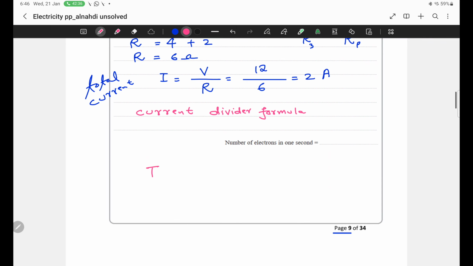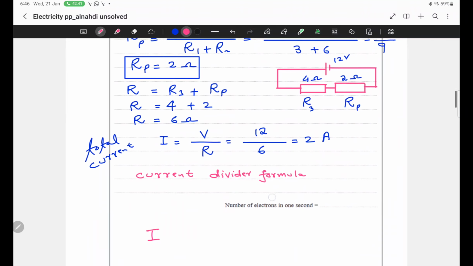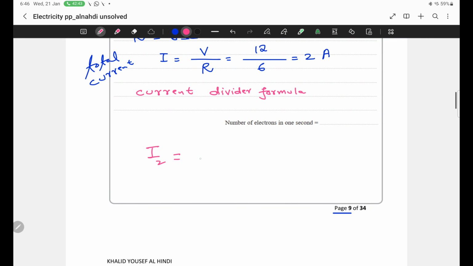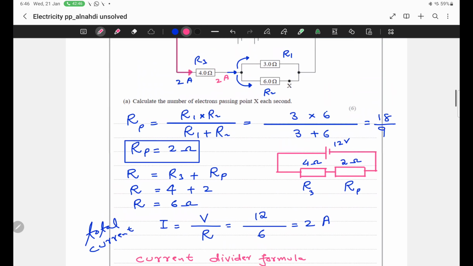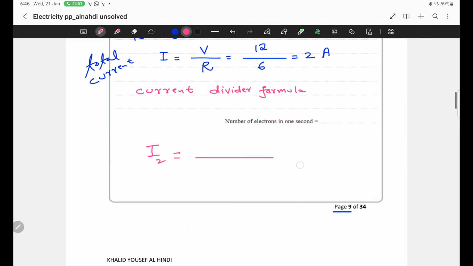So what is the current divider formula? If you are calculating the current of R2, it means I2 is equal to, in the denominator, R1 plus R2, into total current. Abdullah, can you tell me, here is I2. I have to calculate I2. Abdullah, here will be R1 or R2?